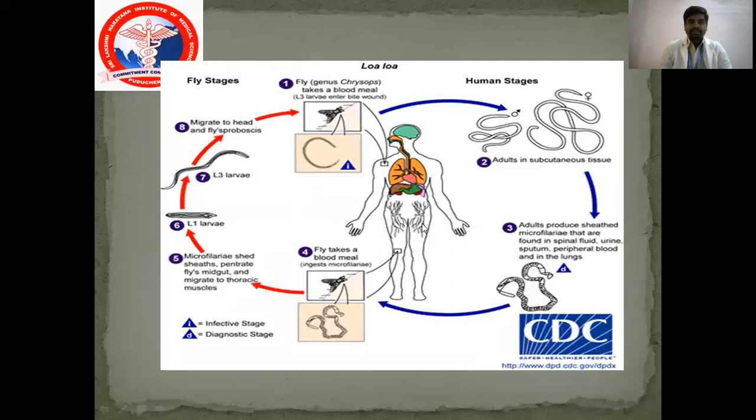Flying stages, you can see here. This is a Chrysops. It's like a housefly, same as with Wuchereria bancrofti. Once it bites, the L3 form enters the human bloodstream and matures into male and female. After reproduction, it produces microfilariae. These microfilariae enter the bloodstream. Again, the Chrysops takes the blood meal. Inside the Chrysops, it develops into L1 and L3. Again, the cycle repeats. Here this is the infective form and this is the diagnostic form.